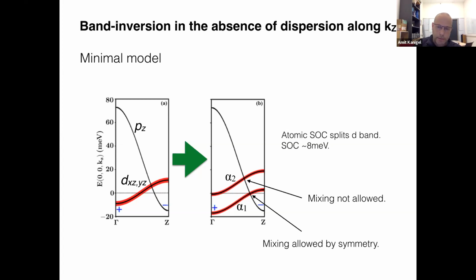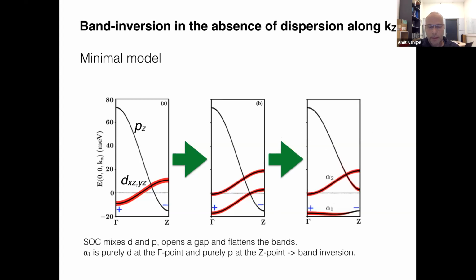So now let's add the spin-orbit coupling and allow it to mix the p and d bands, and we already get something which is similar to what we see in the experiment. The effect of the spin-orbit coupling is to open a gap and also to considerably flatten the alpha-1 band. Now, according to this model at least, there is indeed a band inversion. You cannot see it in the dispersion of alpha-1, but you do get that the parity of alpha-1 changes when you go between the gamma and the Z points.